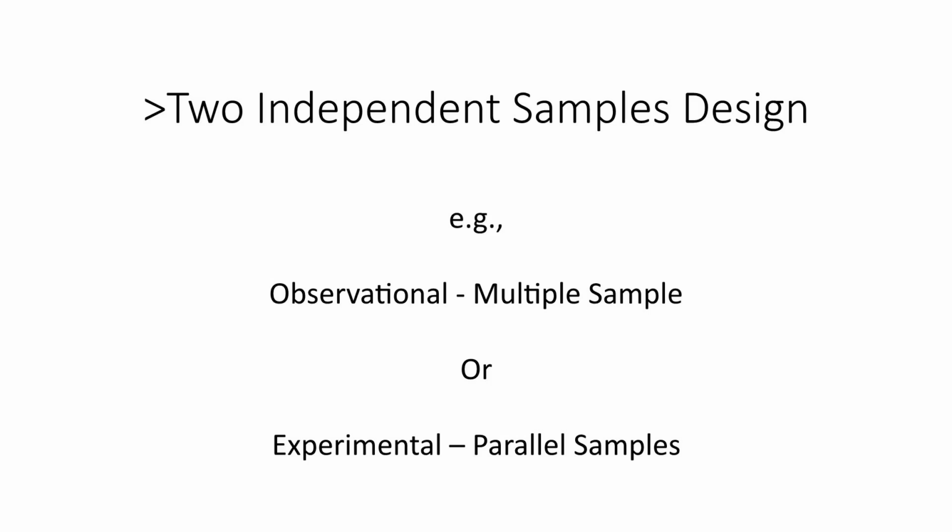Okay, in this video we're going to consider some additional situations where you may have observational multiple sample study designs or experimental parallel sample study designs, but that you have more than two groups in these studies. So you have more than two independent samples in your study design. So let's talk about what that might look like.